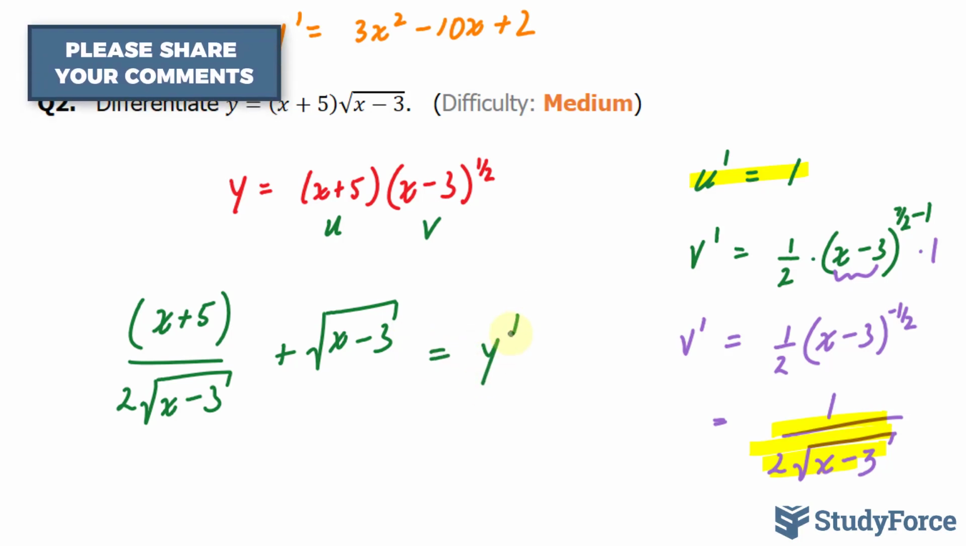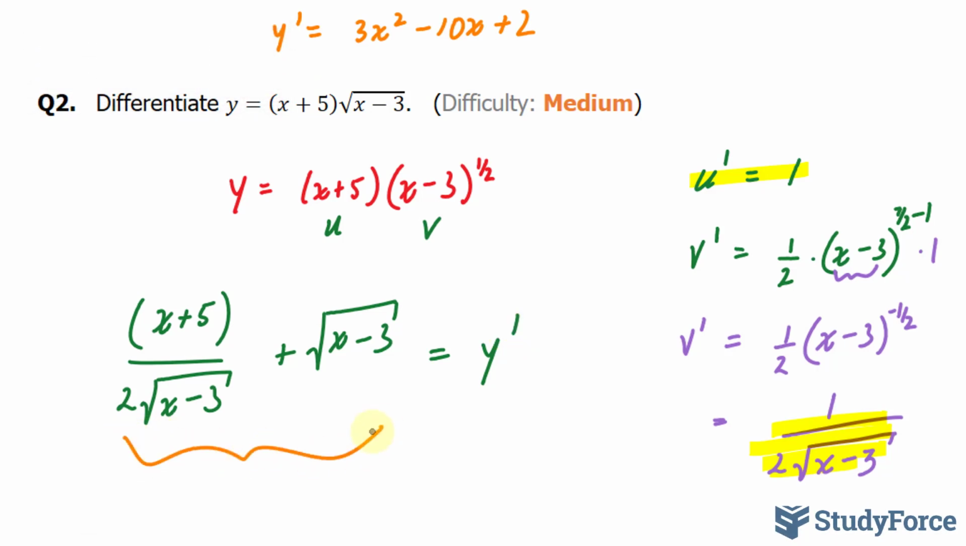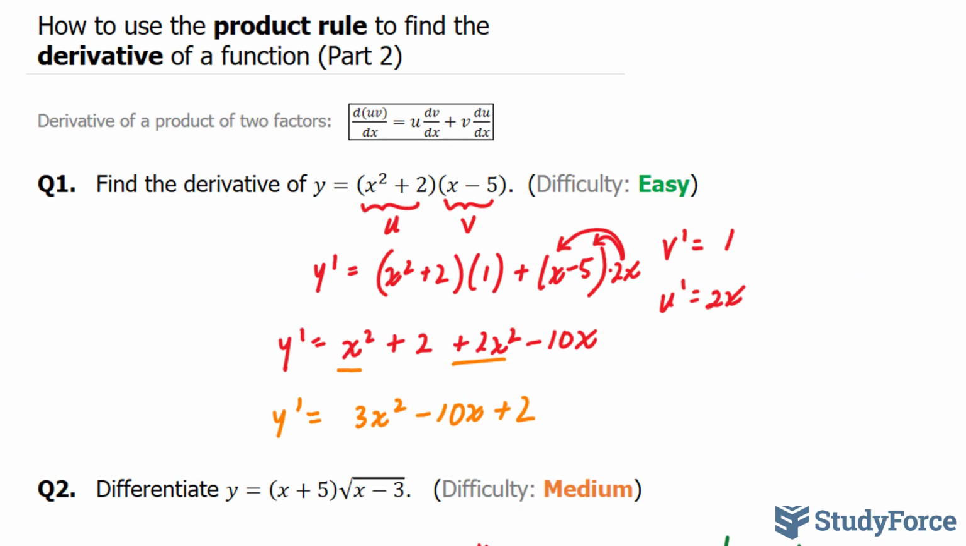Now, of course, you can combine these two terms together. It's really not hard to do. You find a common denominator. If your teacher doesn't expect that, then simply write this out and you'll be fine. And so there you have it. 2 examples on how to use the product rule to find the derivative.